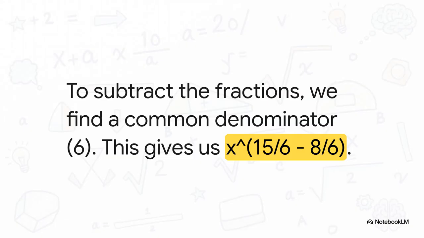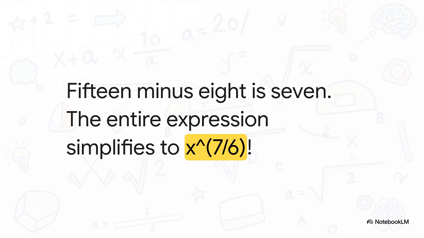Okay, now we just have to solve this little fraction problem. To subtract fractions, you need a common denominator, right? Well, for 2 and 3, the easiest one is 6. So we turn 5/2 into 15/6, and 4/3 becomes 8/6. Now the subtraction is nice and easy. 15 minus 8 is 7, so our final exponent is 7/6. Can you believe that? That entire original expression, with all its roots and powers, simplifies all the way down to just x to the power of 7/6.